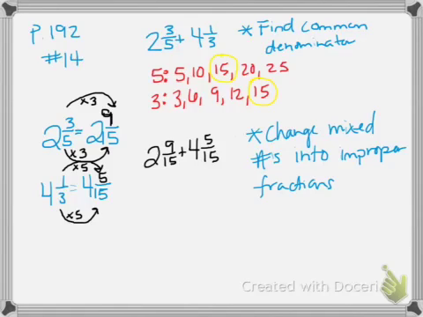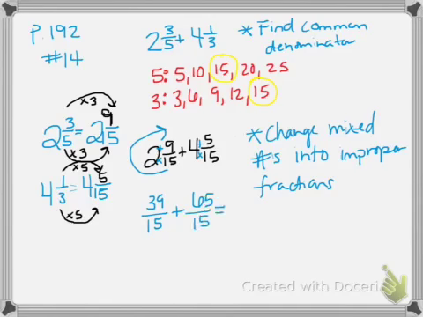If you remember, the second step is to rewrite our mixed numbers as improper fractions. In order to do that, we'll use what we've been calling the Texas method. We put our T and our X, and we go from bottom to top. So 15 times 2 is 30, plus 9 is 39 over 15. And TX, 15 times 4 is 60, plus 5 is 65 over 15.